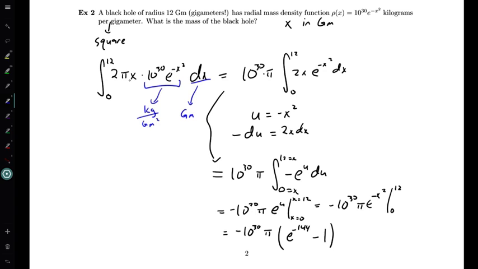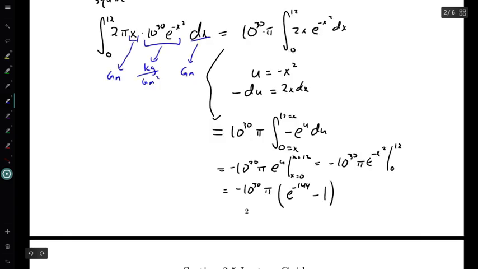And this 2 pi x here, well, 2 pi doesn't have any units associated with it, but x does. x has units gigameters. So if I multiply all of these units together, I notice that I have 2 units gigameters in my numerator, canceling out the 2 in the denominator. And in fact, I get that the units here are in kilograms. Cool. So we have some number of kilograms here. This is quite a large number.